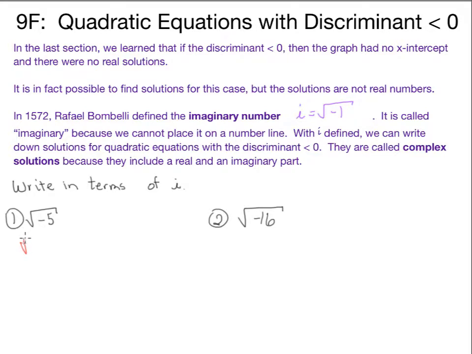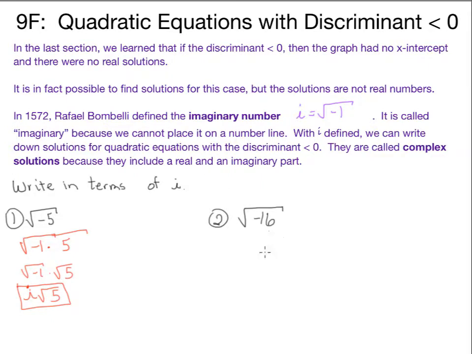In number 1, let's write in terms of i. We're taking the square root of -1 out. So that's going to be square root of -5 is equal to square root of -1 times 5. So I can rewrite that as the square root of -1 times the square root of 5. Well, the square root of -1 is defined by i, and then we have square root of 5 left over. So our solution to this radical is i times the square root of 5.